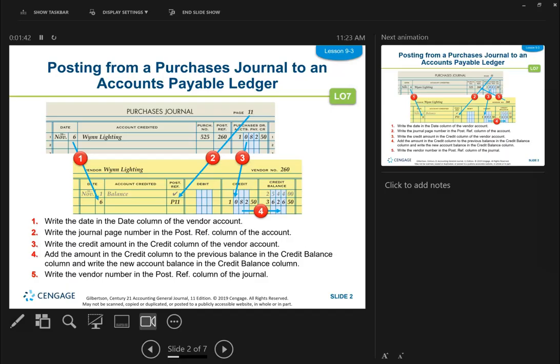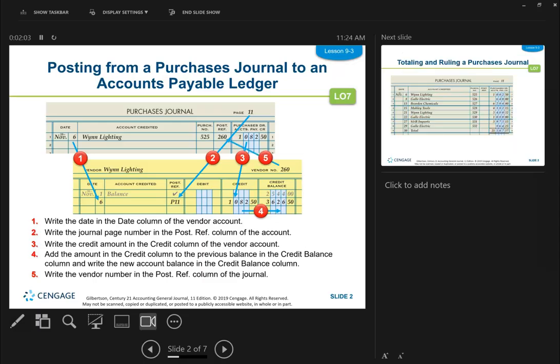Wait, so that balance is just given from the previous? Yeah, so the balance would have been when we opened the ledger, that was the balance. And then we're just updating that balance based on these transactions. And then we have to remember to transfer that vendor number into our post reference in our purchase journal. So we got to complete the cycle there. Everybody feel okay? Yeah.